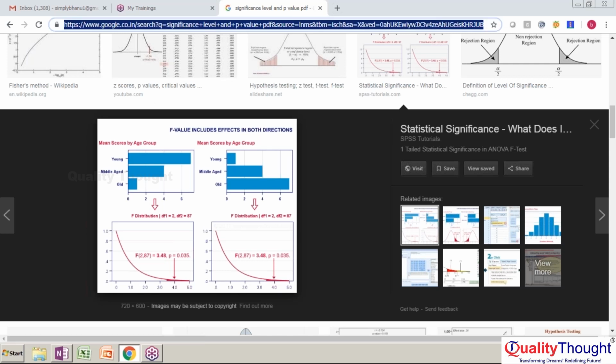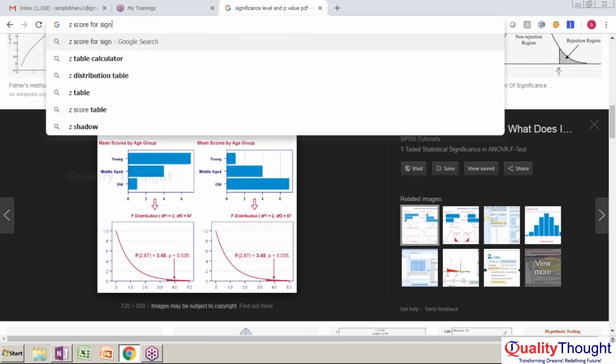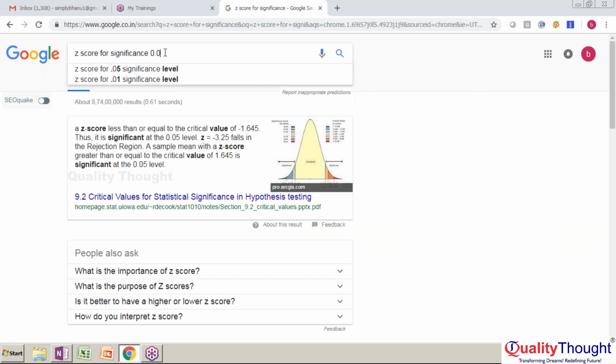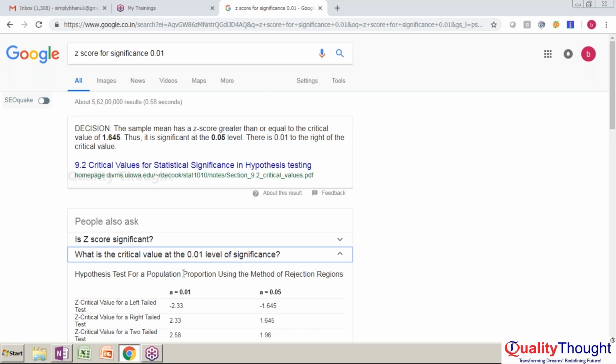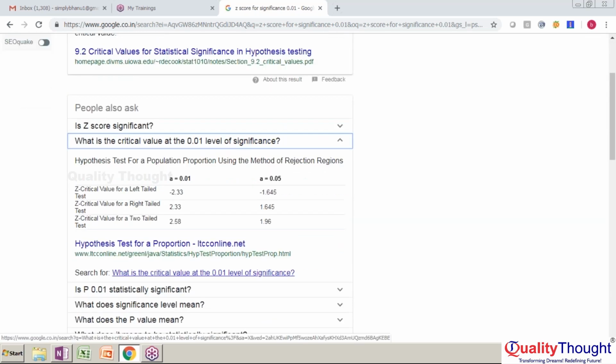The Z score for significance of 0.01. Is it a two-tailed or a right-tailed test? It is right-tailed. If it is right-tailed, the Z critical value is 2.33. Are we good?